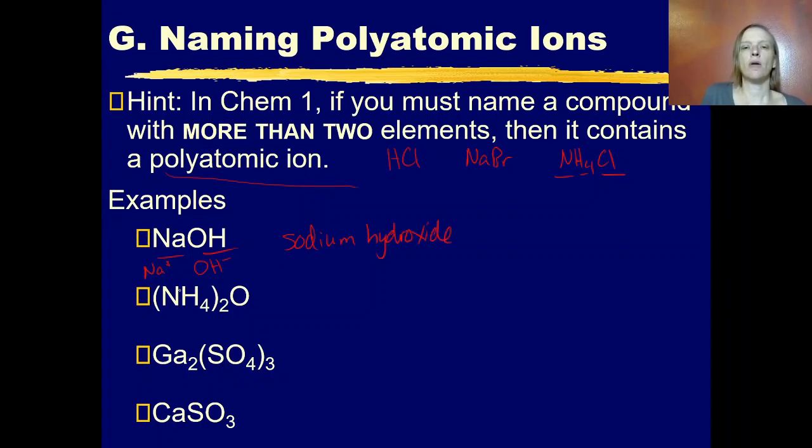Here we have this ion, NH4, which is ammonium. Ammonium is NH4 with a charge of +1, and the oxide ion with a charge of -2. So we just call it ammonium oxide.